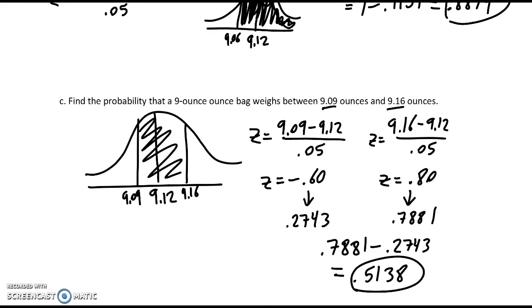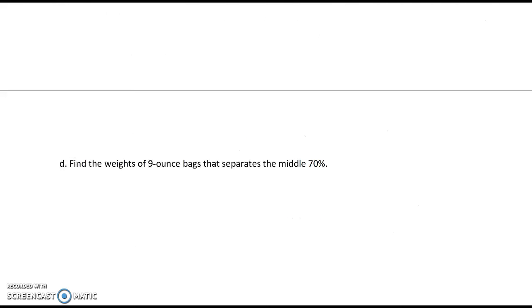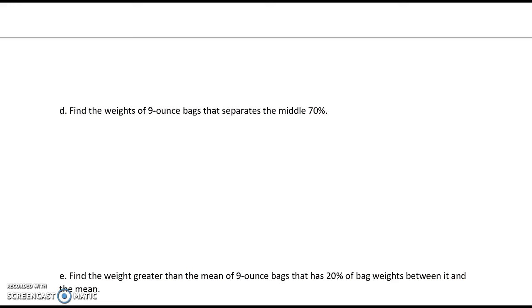Okay, those are all the type A questions we could ask you. Less than, greater than, and between. Okay, now comes the type B questions. So type B, this time you are given a probability or a percent. Usually I suppose it's a percent. I should probably write percent. But anyway, you're given a percent this time.